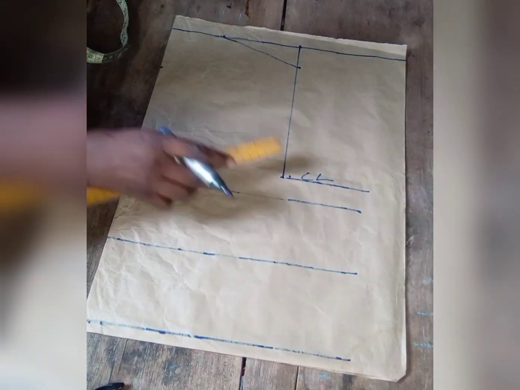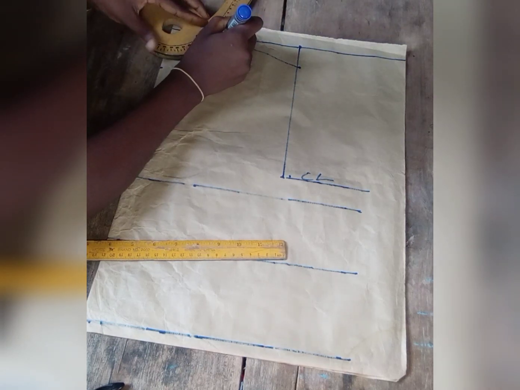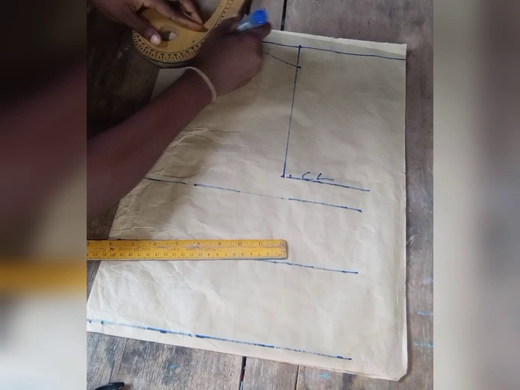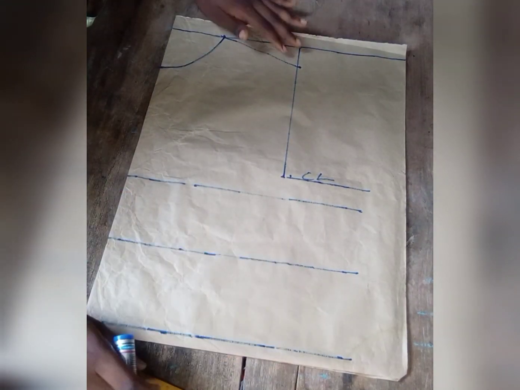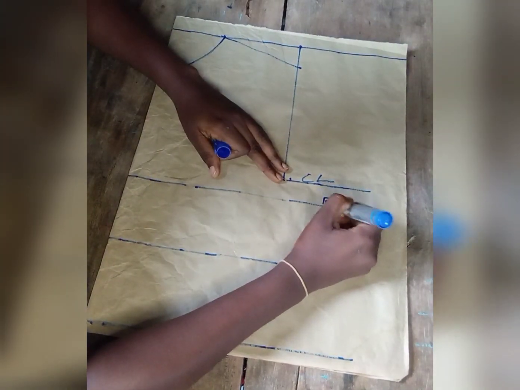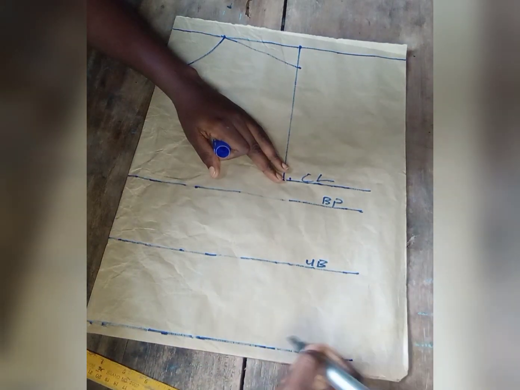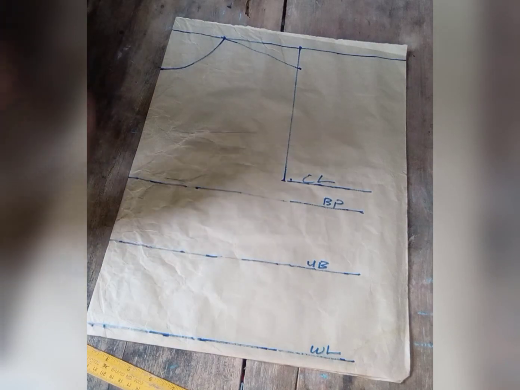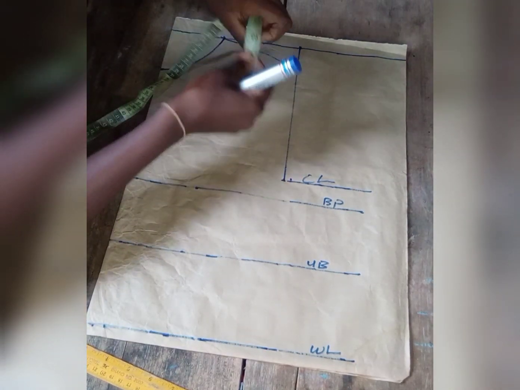So after I finished connecting, I went ahead to connect my neck measurements with my armhole curve. After doing that, we are going to get our armhole curve. So I just want to label it for easy understanding: my bust, under bust, and my waistline. So now we are going to go ahead from this shoulder slope.